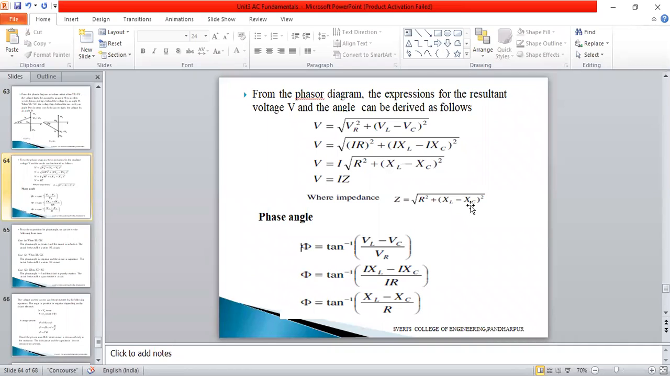XC minus XL is written here. Next line, phase angle: write this complete term, but in place of VL minus VC, write VC minus VL, IXC minus IXL, XC minus XL.